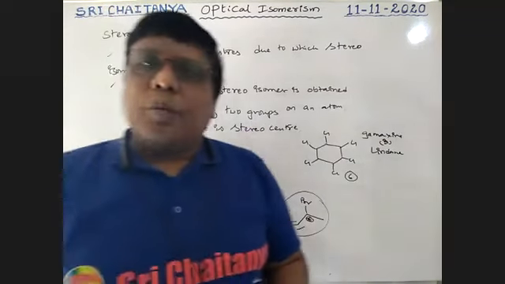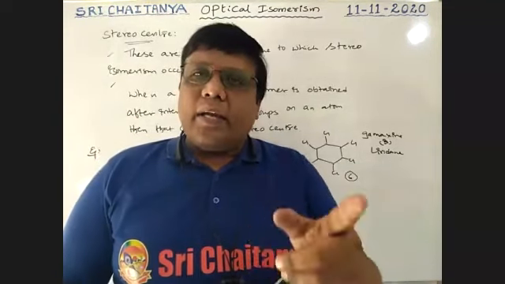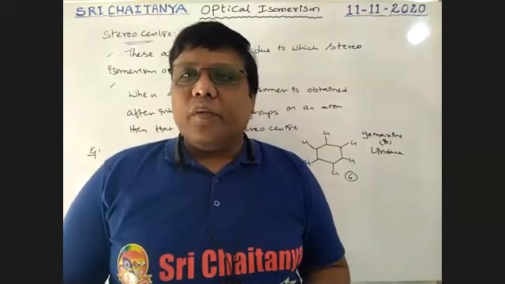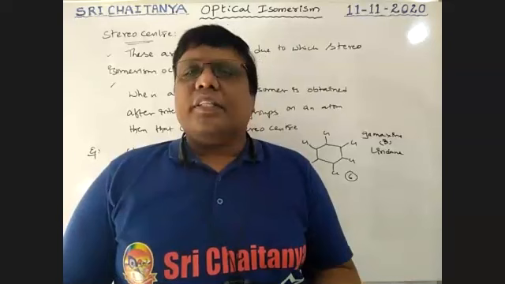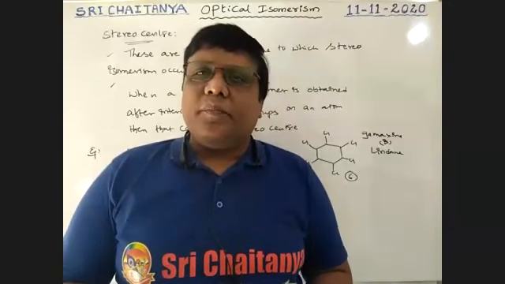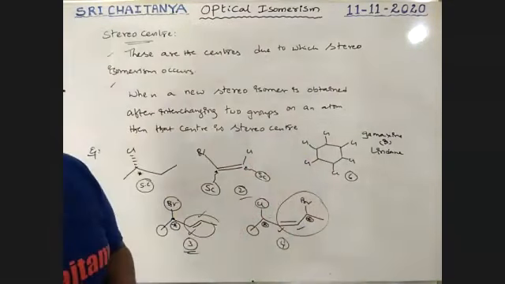A double bond is equal to 2 stereocenters. A chiral center is equal to 1 stereocenter. For a ring, every carbon where cis-trans conditions are possible is a stereocenter. So this is about stereocenters.